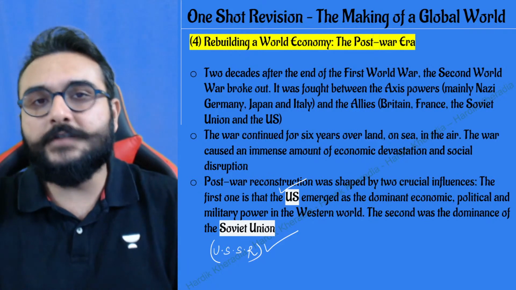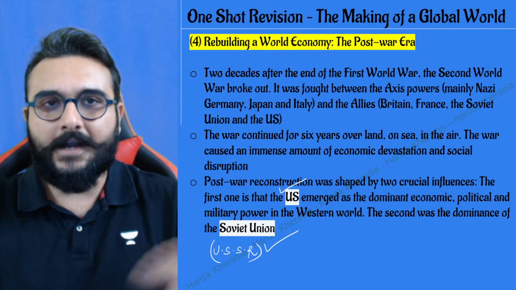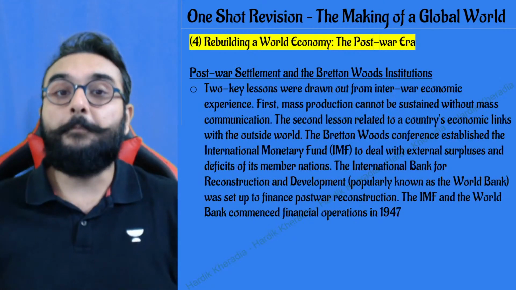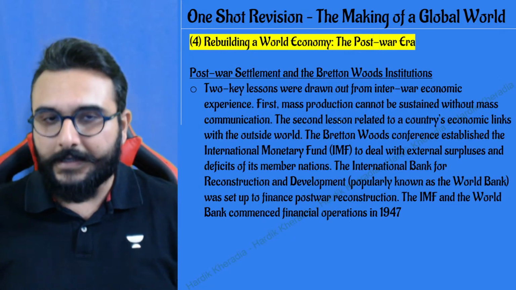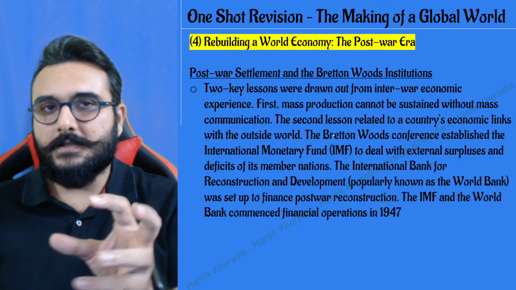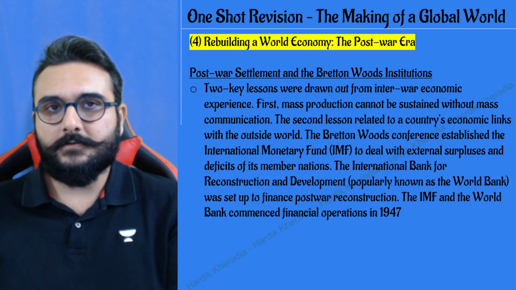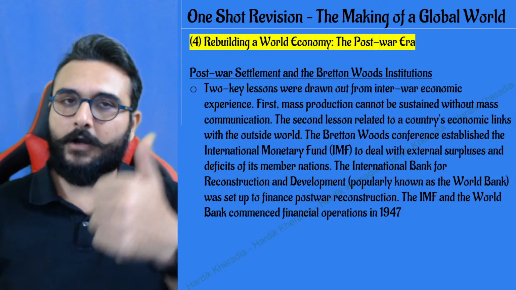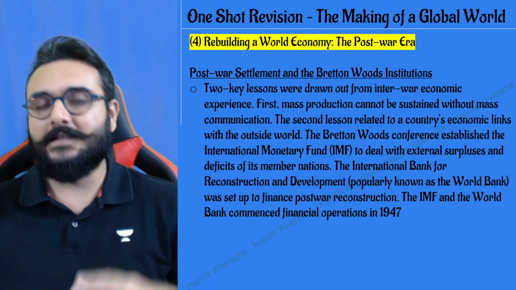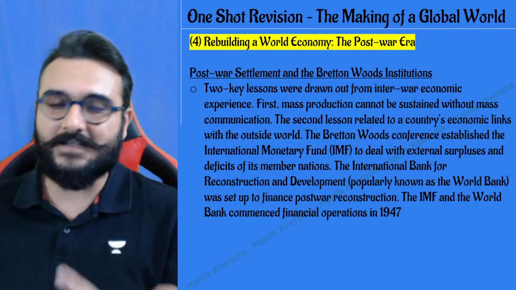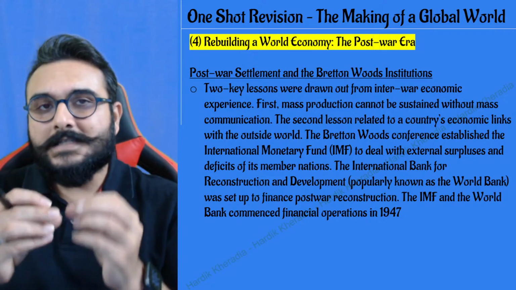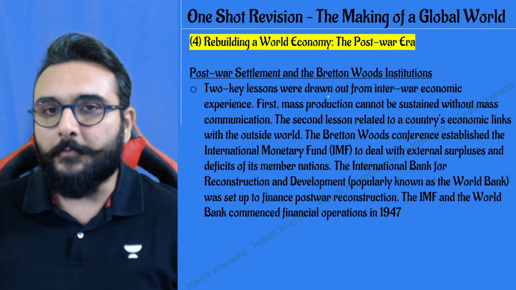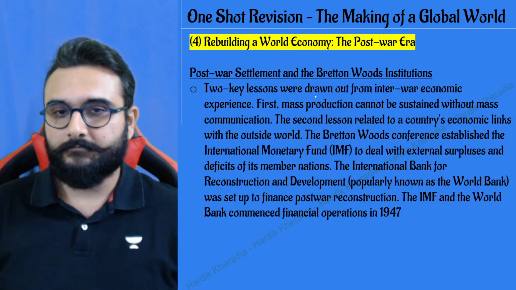Now how did they rebuild this world economy? The Second World War brought even more destruction as compared to the First World War. So, the post-war settlement. Now what they did is, the Allied powers. You know that there were two powers fighting in the Second World War. In the First World War, it was Allied powers and Central powers. In the Second World War, it was the Allied powers and the Axis powers. So some of the Allied powers met in 1944 in Bretton Woods, this area in the USA.